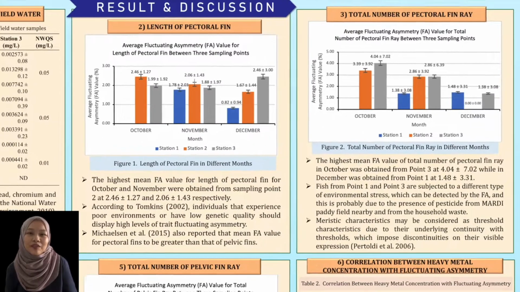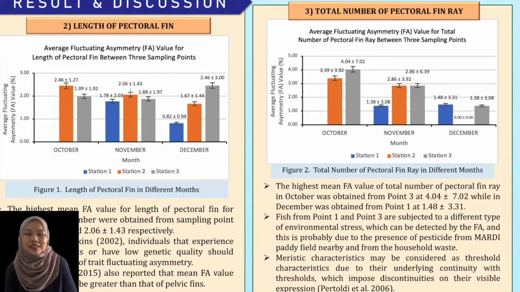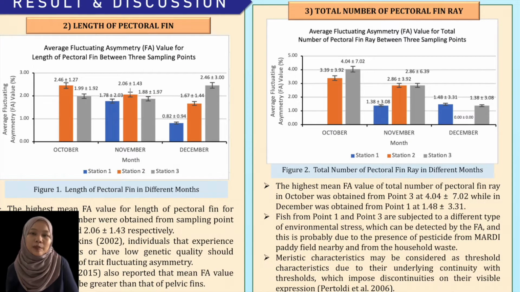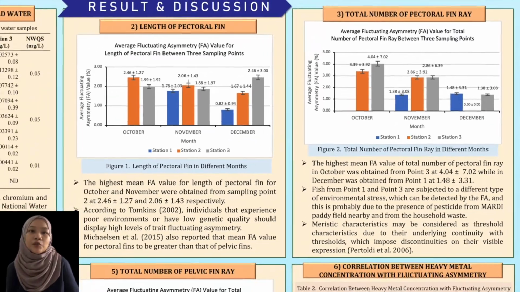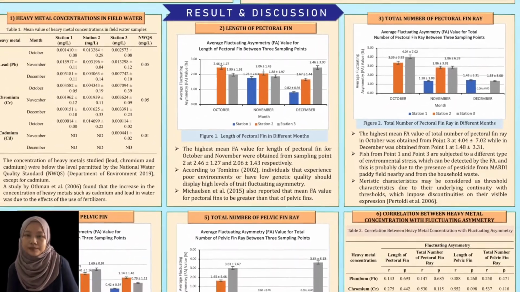The highest mean FA value of total number of pectoral fin rays in October was obtained from point 3, while in December was obtained from point 1. Fish from point 1 and 3 are subjected to a different type of environmental stress, which is most likely caused by the pesticides in the surrounding muddy paddy field and also residential waste. According to Pertodi et al. 2006, meristic characters may be thought of as threshold traits because they have an underlying continuity with thresholds, which impose discontinuities on their visible expression.